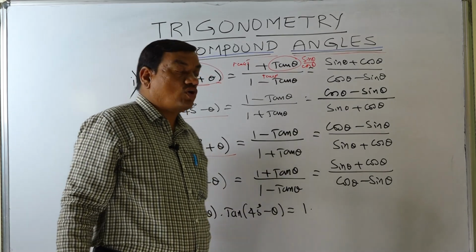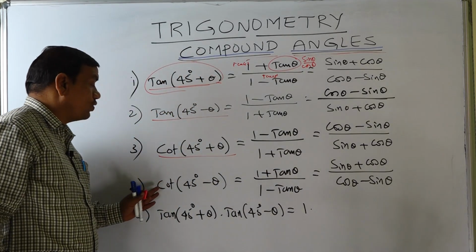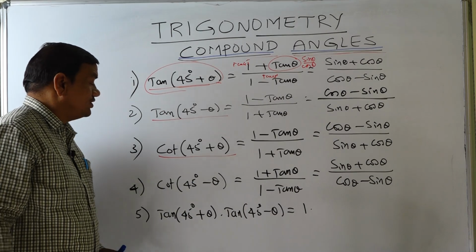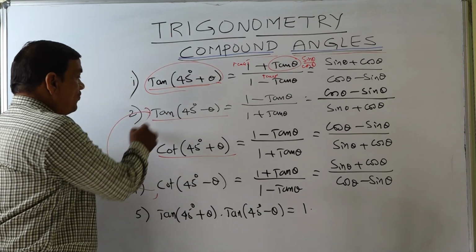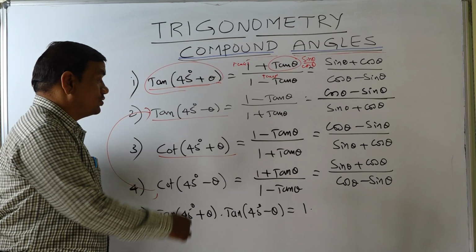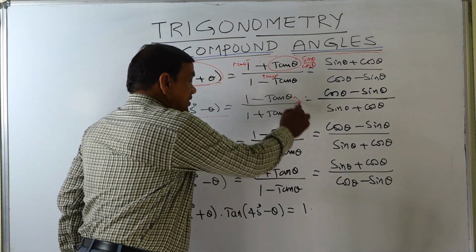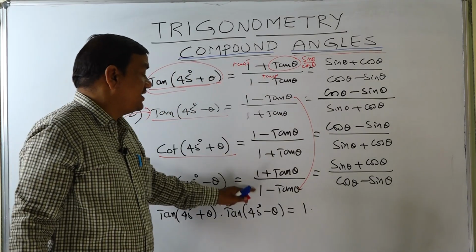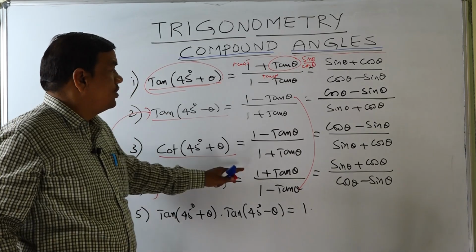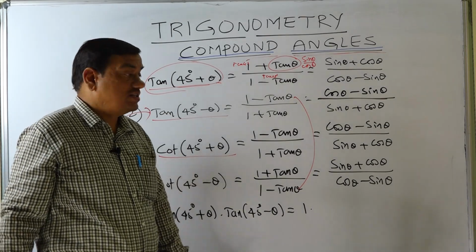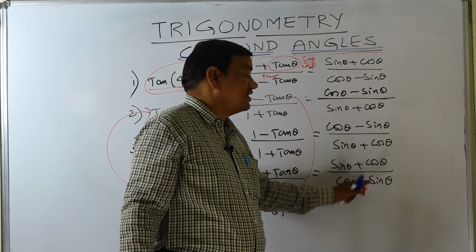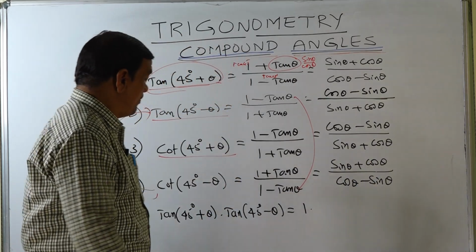Change it to sin and cos. Here also cot of (45 minus theta) is the reciprocal of tan of (45 minus theta). So this is the reciprocal: 1 minus tan theta upon 1 plus tan theta in reverse order becomes 1 plus tan theta upon 1 minus tan theta. Tan theta is equal to sin theta by cos theta. You change it, and the problem will be over.